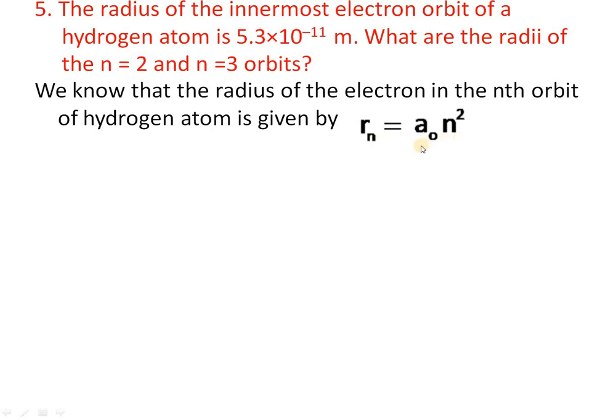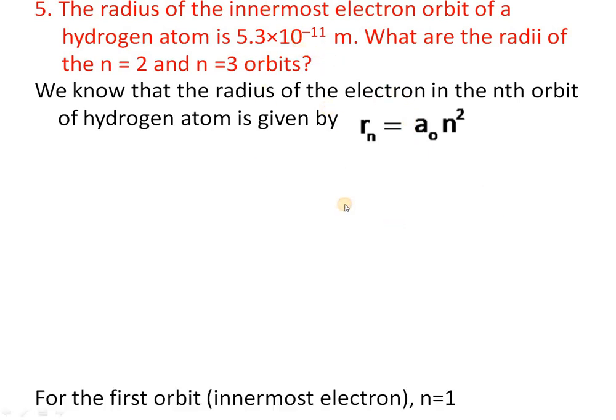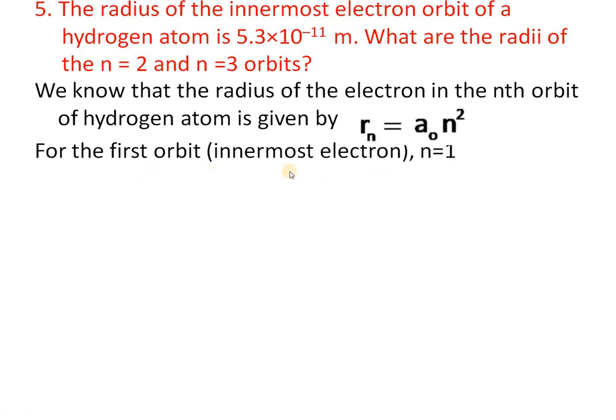We know a0 is called the Bohr radius, that is nothing but the radius of the first orbit of the hydrogen atom. Its value is given as 5.3 × 10^-11 meters. Now for the first orbit, that is the innermost electron, n = 1. Therefore R1 = a0. If you substitute n = 1 here, we get R1 = a0, that is the radius of the innermost orbit of the electron, 5.3 × 10^-11 meters.